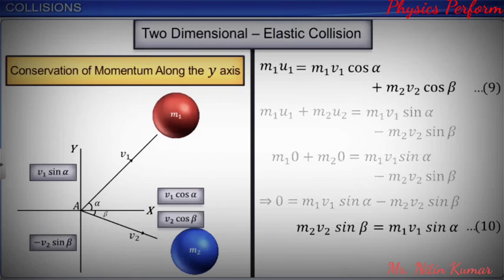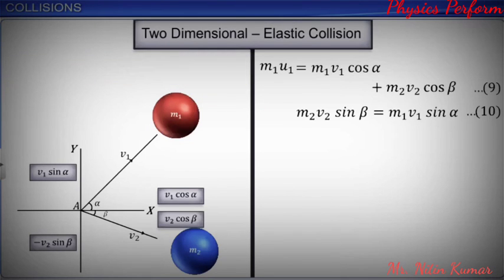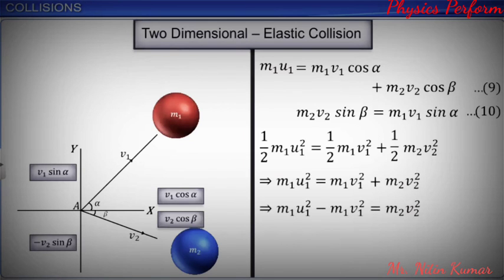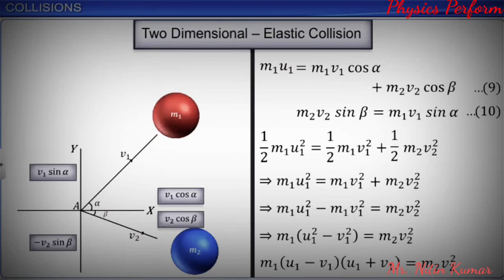Since the total kinetic energy is also conserved in an elastic collision, and as u2 is 0, we have half m1u1 square is equal to half m1v1 square plus half m2v2 square. On simplifying, we get m1 into u1 minus v1 into u1 plus v1 is equal to m2v2 square. Let this be equation 11.